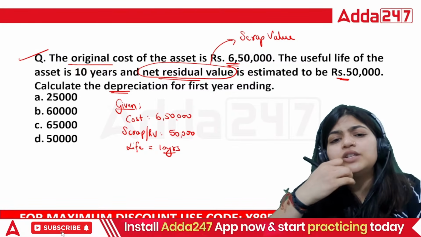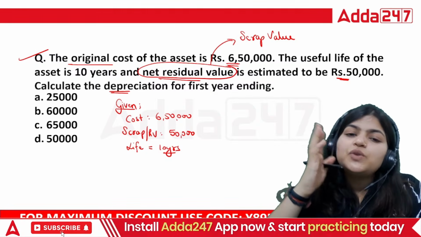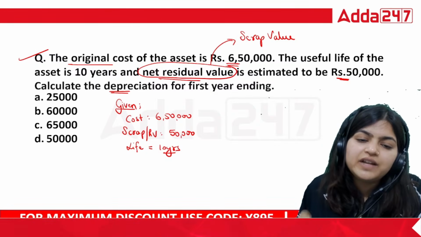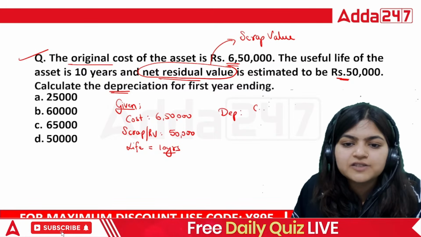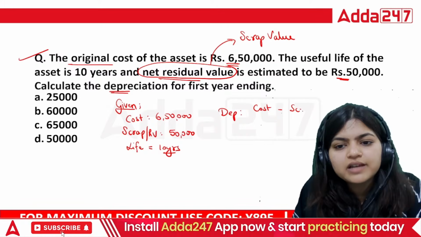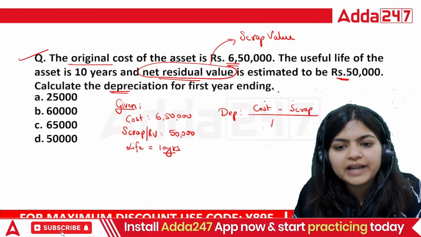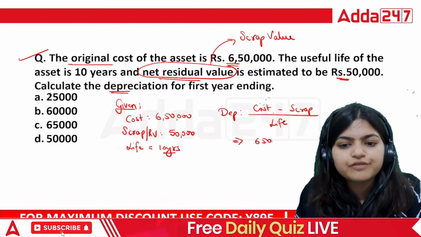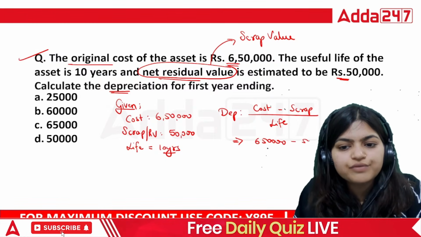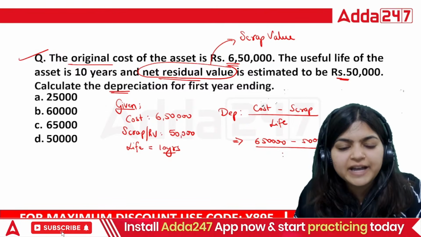But in the question, they are not saying which method we need to use. So as per these three given data, you can apply only one formula, that is cost minus scrap divided by life. So cost is equal to 6,50,000 minus 50,000 divided by 10.